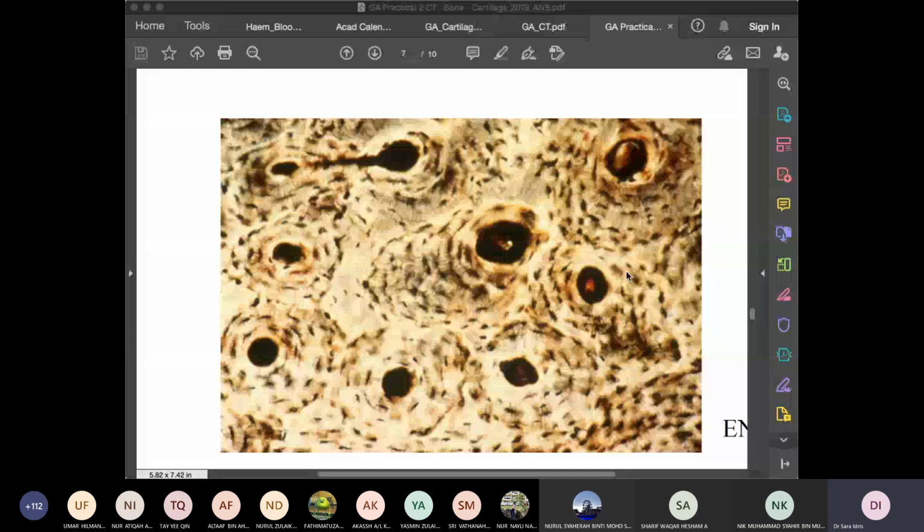All right. And what do you find in the Volkmann's canal, Nur Eliana? Nur Eliana. Volkmann's canal, yes. Can find. Not sure? I'm not sure. How about Amira Farhana? Amira Farhana? I see Amira just now. Amira.